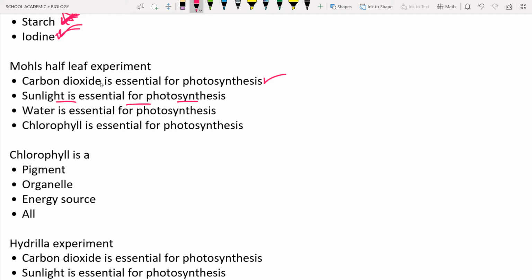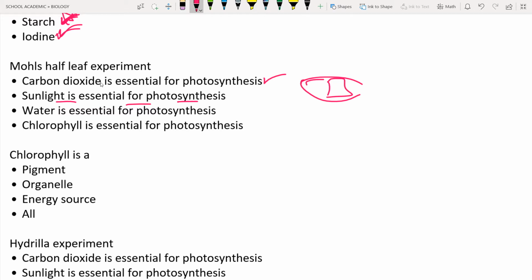Why is it not the correct answer? Sunlight is essential for photosynthesis, which we have discussed in the moll's half-leaf experiment, that is known as the black paper experiment. In that we discussed whether sunlight is essential or not. We have taken the black cardboard, put it on the leaf, and kept it in bright sunlight to see whether photosynthesis is occurring or not.